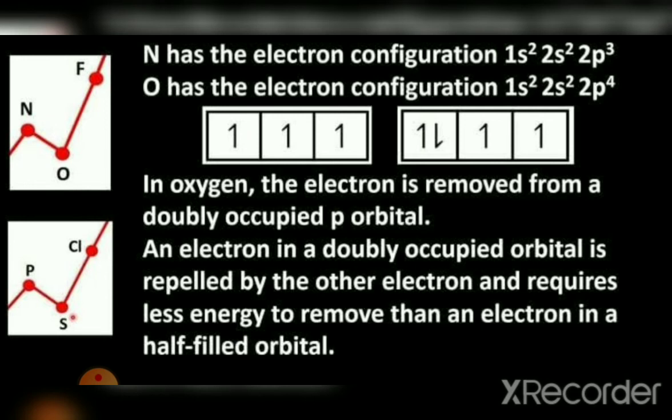Whereas in the oxygen atom, two of the four 2p electrons occupy the same 2p orbital. You can see the diagram. So this results in electron-electron repulsion, as a result of which it will be easier to remove the fourth 2p electron from oxygen. Therefore, oxygen has lower ionization enthalpy compared to nitrogen.